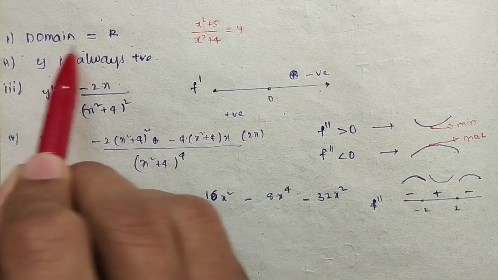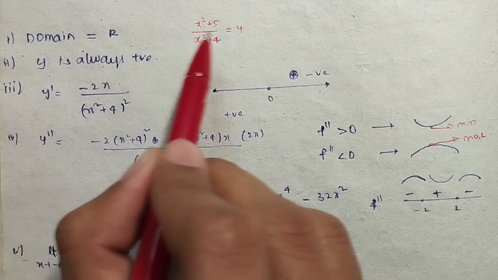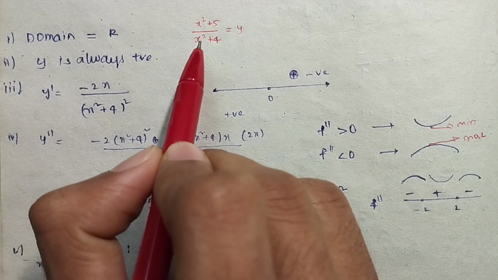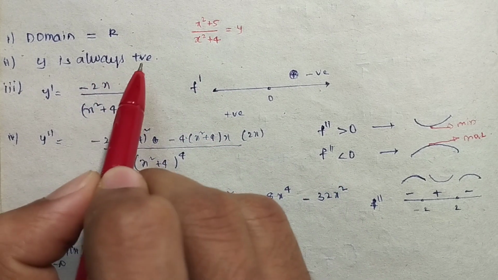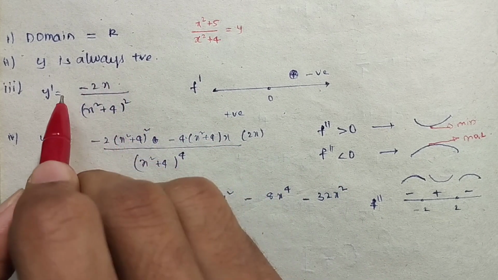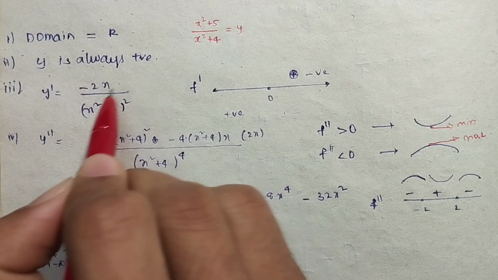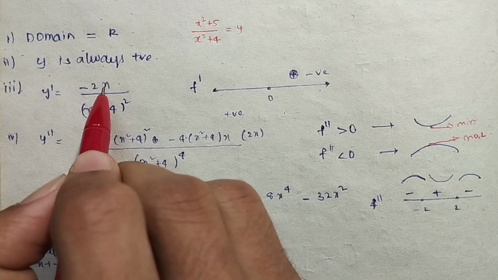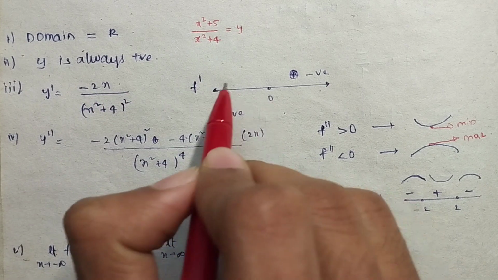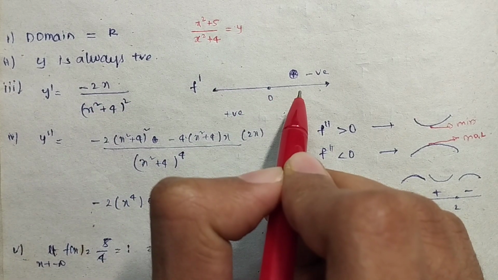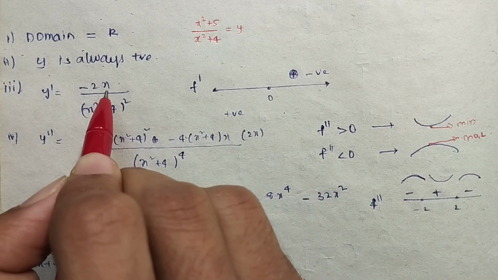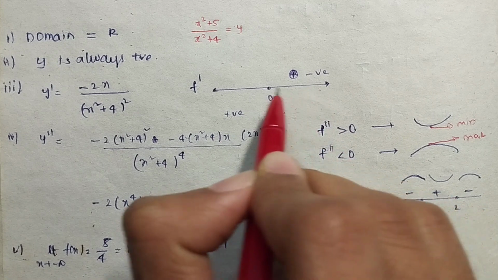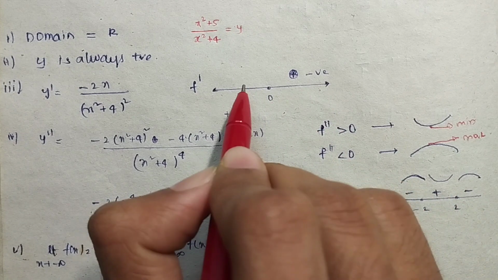We have seen the domain of the function f of x is R, and as you can see, both the numerator and denominator are always positive. So y is always positive. First let me find the first derivative of the function. The first derivative will be minus 2x by (x square plus 4) whole square. The first derivative is 0 at x equal to 0, and for all the values of x greater than 0, the first derivative is negative. That means the function decreases for positive x, and the function increases for the negative x.